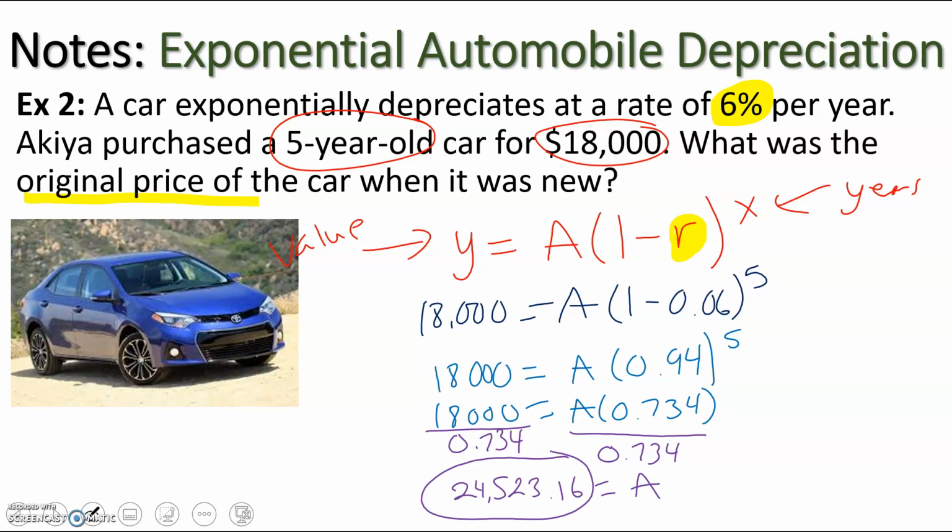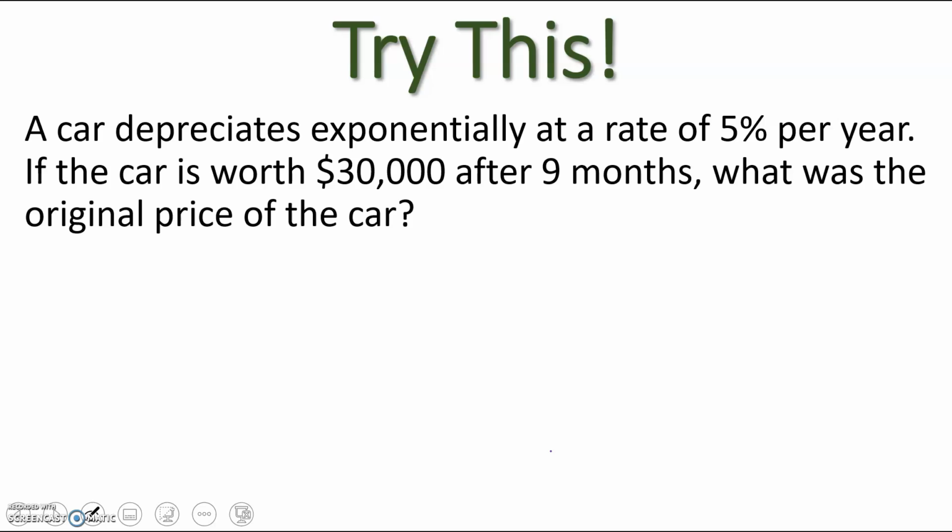Now do note that the steps here were slightly different because of what information was given. Now it's your turn to try. Try this. A car depreciates exponentially at a rate of 5% per year. If the car is worth $30,000 after 9 months, what was the original price of the car?